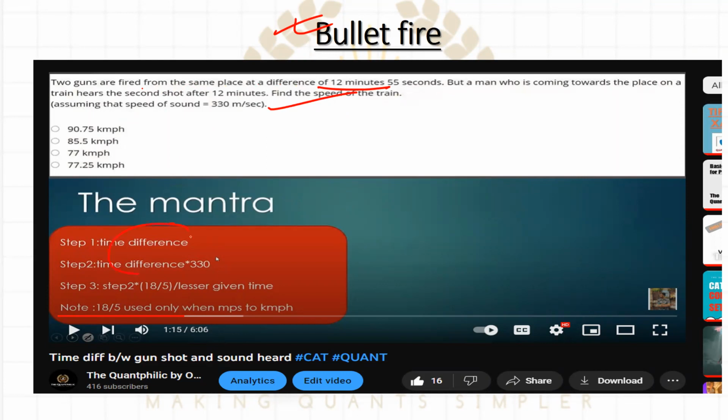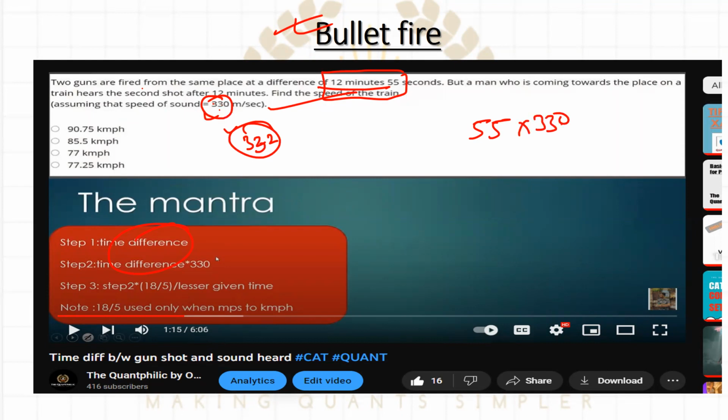In all such questions, the first thing you have to do is calculate the time difference. Time difference is 12 minutes 55 seconds. After that, you have to multiply by the speed of sound, whatever speed of sound is given. Here it is given 330, somewhere it is given 332. So you have to multiply by 330.